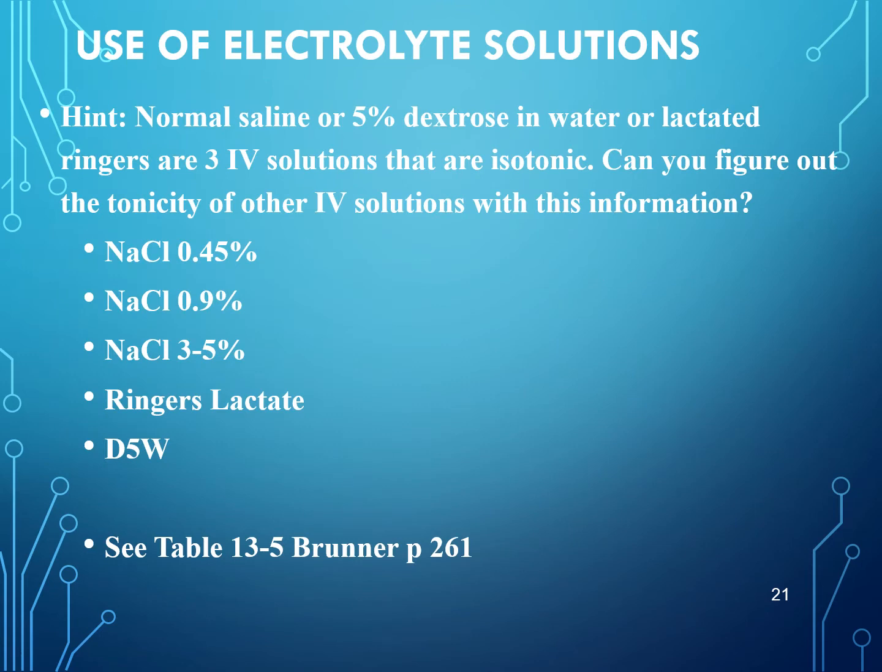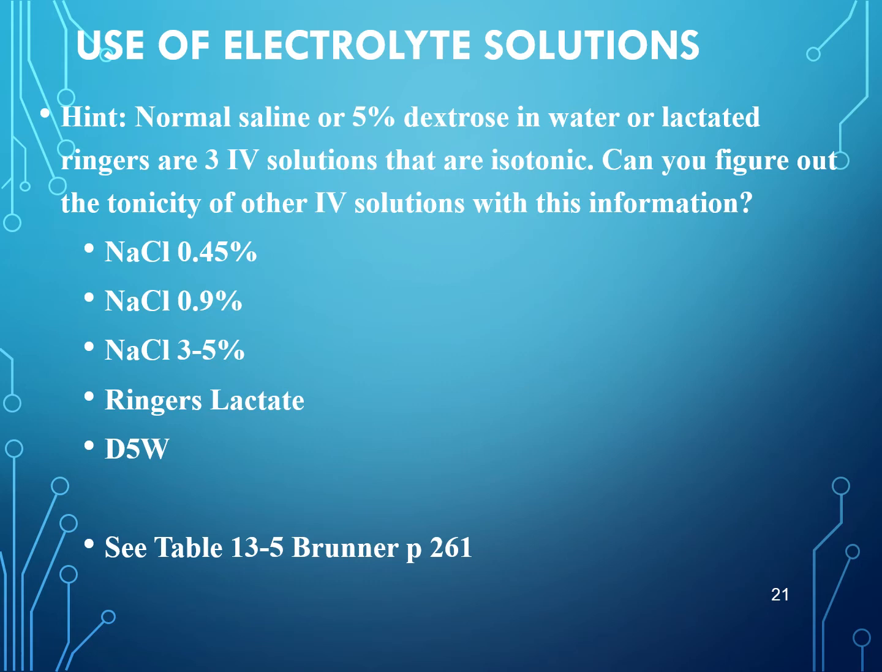Okay, so different types of electrolyte solutions. We've got normal saline, 5% dextrose and water, or lactated ringers are 3 IV solutions that are isotonic. So make sure you're able to identify these by all of their different names. Can you figure out the tonicity of the other IV solutions with this information? We have NaCl 0.45%. I highly recommend you pause the slide, see if you can do it yourself. If you can't, I'm going to go over the answers now.